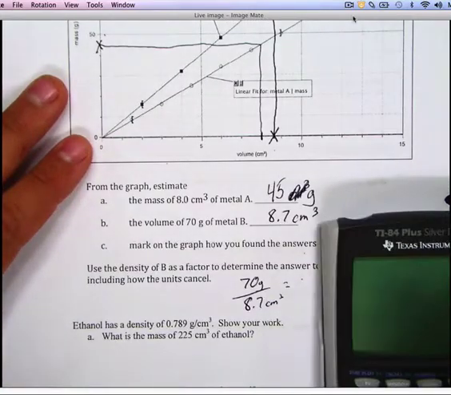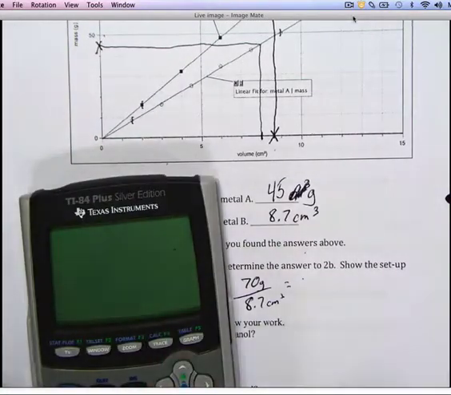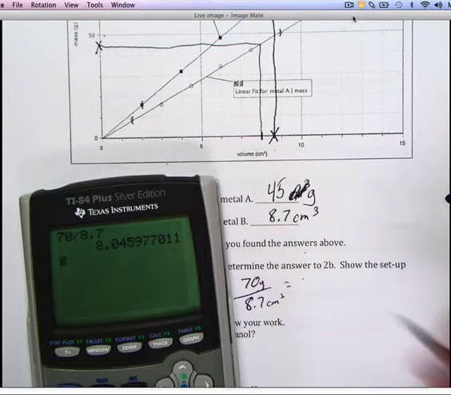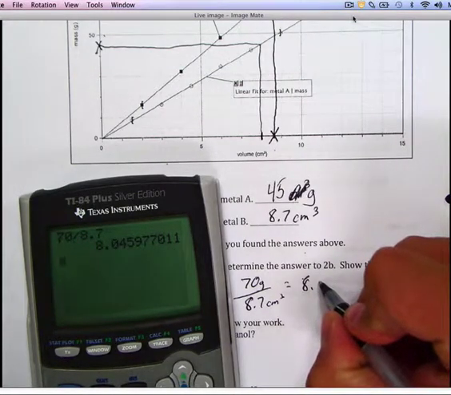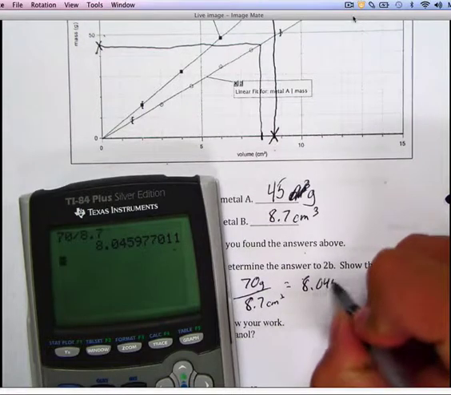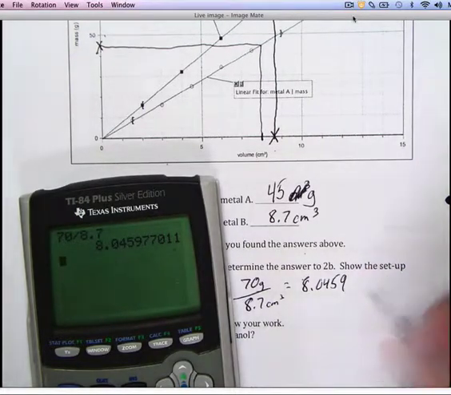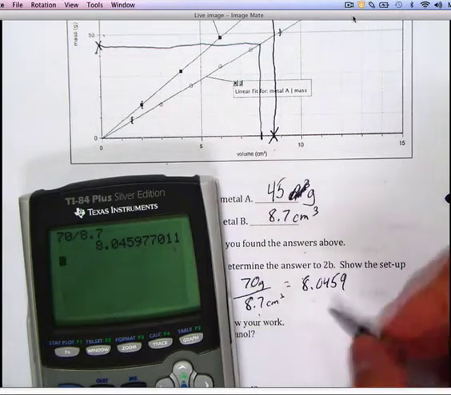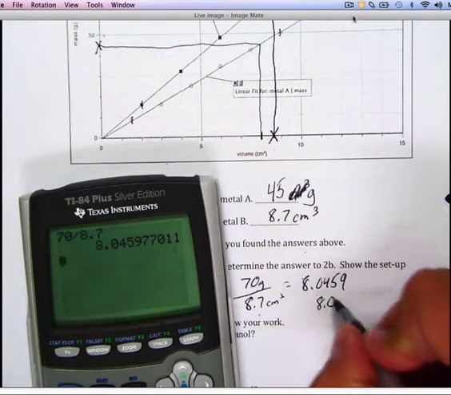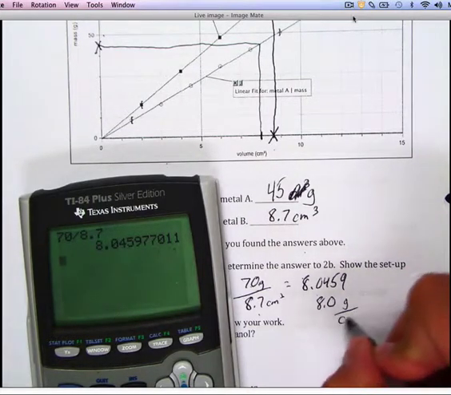I wrote that in there. Grab your calculator, 70 grams divided by 8.7, and we should get an answer of 8.0459, and it keeps going. But this isn't our real answer, so you have to think the 70 has 2 decimals and 8.7 has 2 decimals, so we round this to 2 decimals, so actually the best sig fig answer would be 8.0 grams per cubic centimeter.